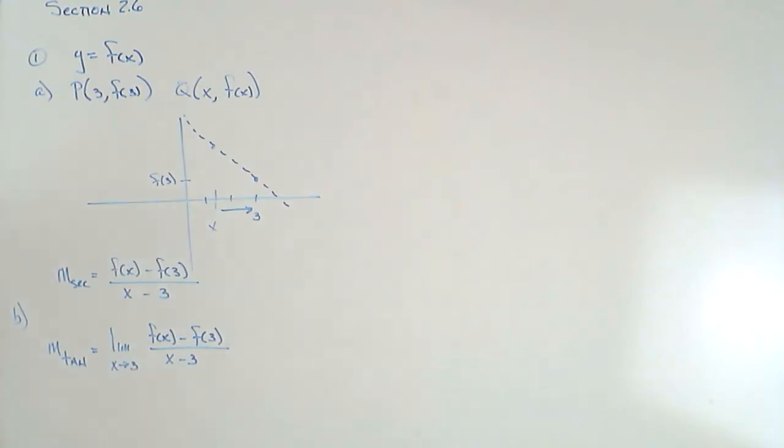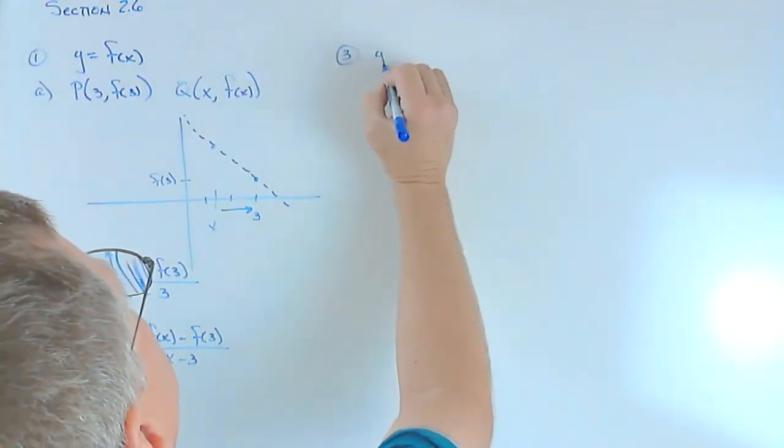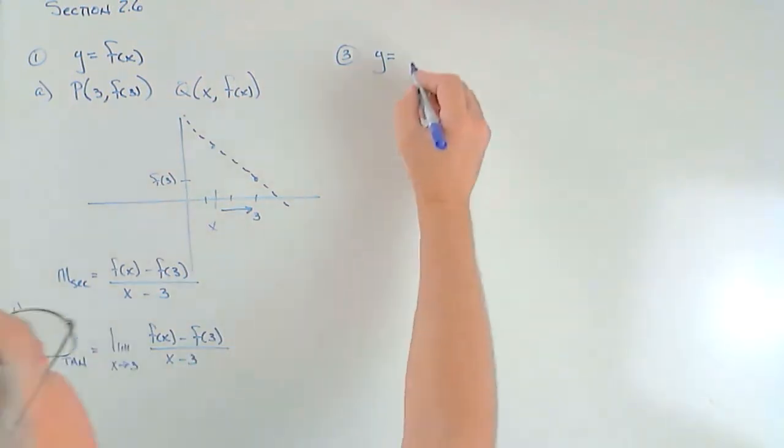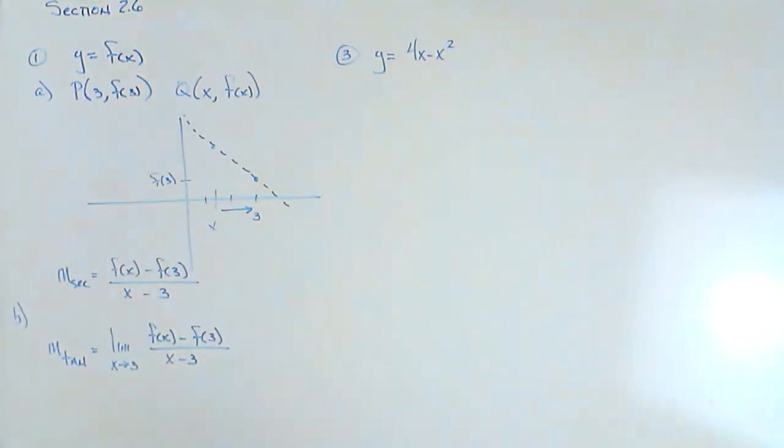The next problem we're assigned is question number 3. So I'll do that one as well. It says find the slope of the tangent line to the parabola. So here they give us our function. We get y equals 4x minus x squared. And they give us the point (1, 3).